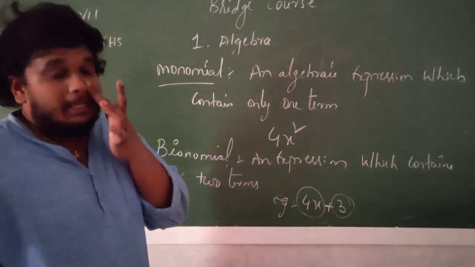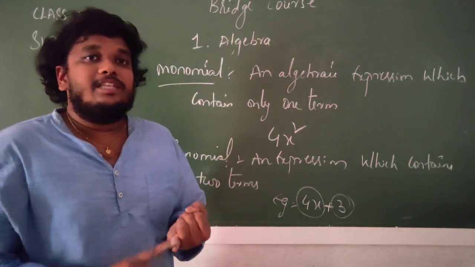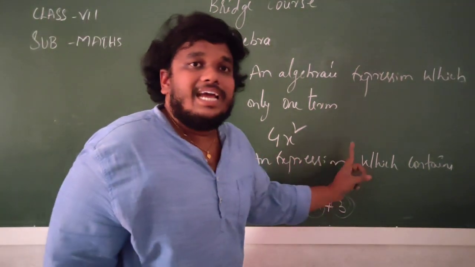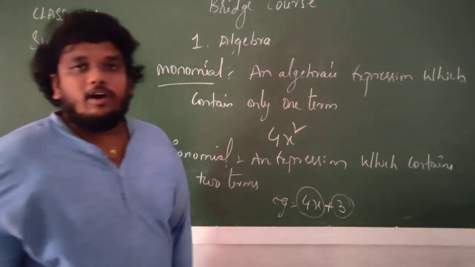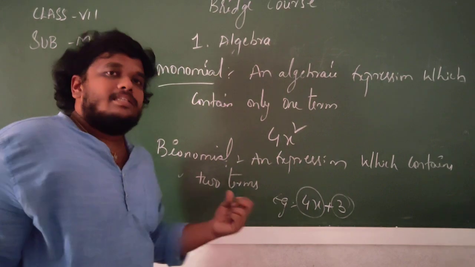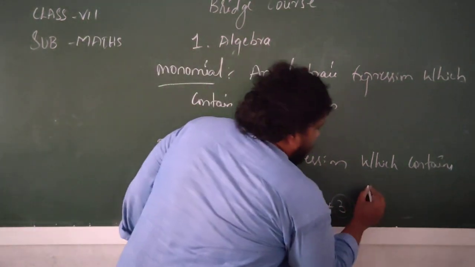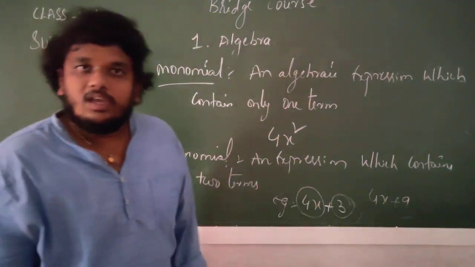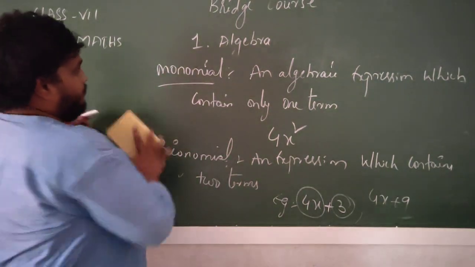Is it clear? So monomial says that an algebraic expression contains only one term. A binomial says that an expression which contains two terms is known as a binomial. Monomial consists of only one term. Binomial consists of two terms. See here, 4x plus 9. It contains two terms. Is it clear for everyone? Now we'll see about trinomial.